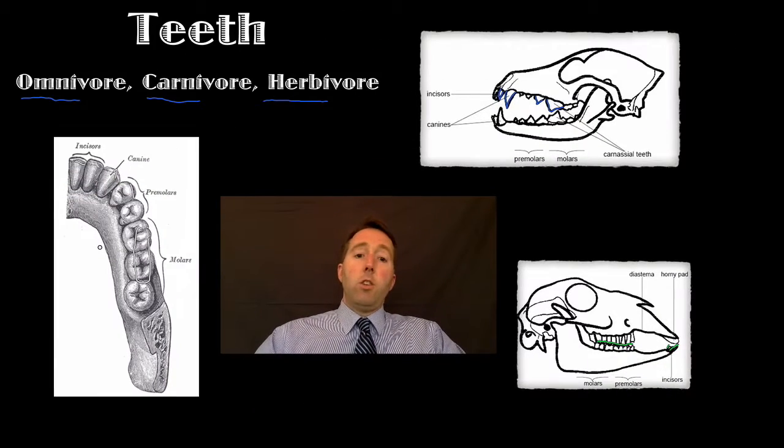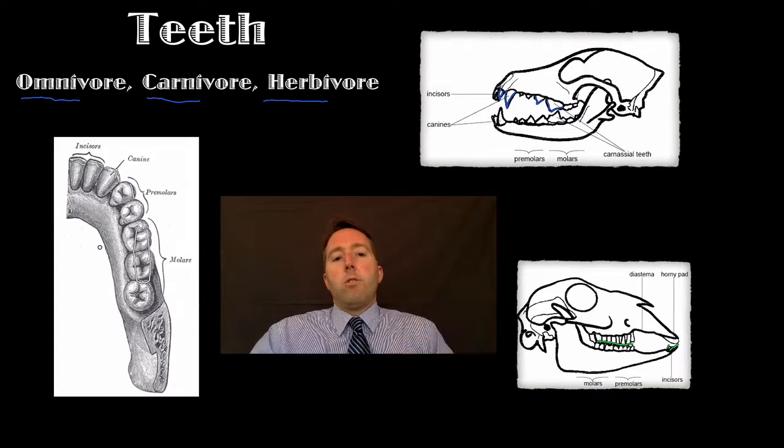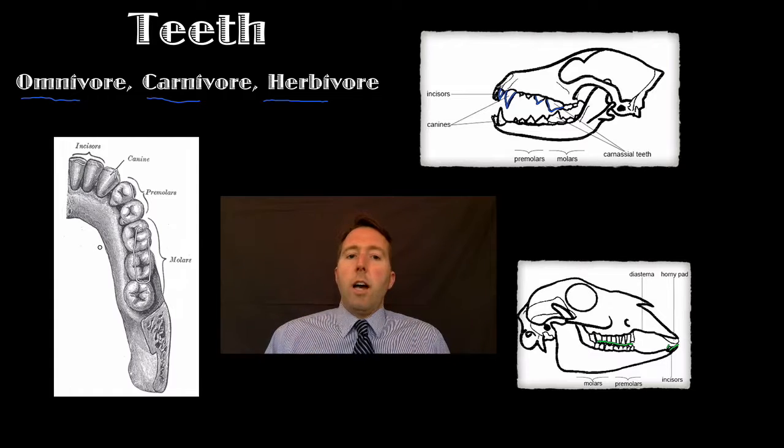So it can be really interesting to look at the teeth and skulls together of different animals to decide what it is that they eat. And those skulls or teeth have evolved over millions of years to be really specialized to do a super job of eating the food that those organisms need to survive.